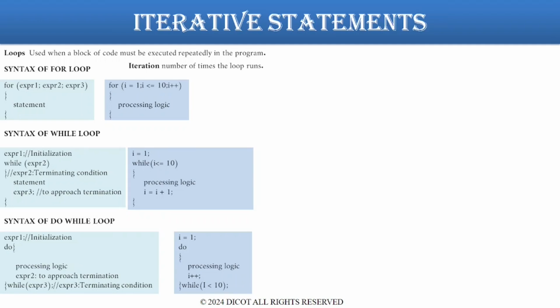So based on your use case, whether you want to enter the body of the loop after checking the condition, or you want to execute the body once before checking the condition, you can make use of the while loop or do while.